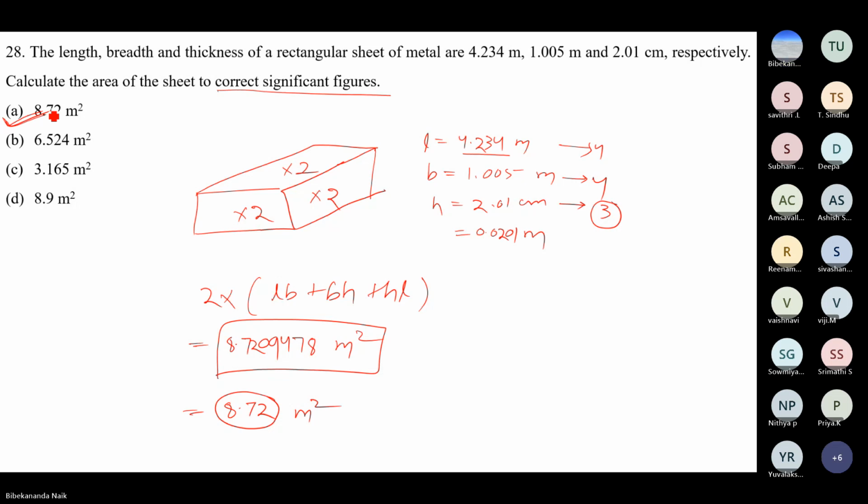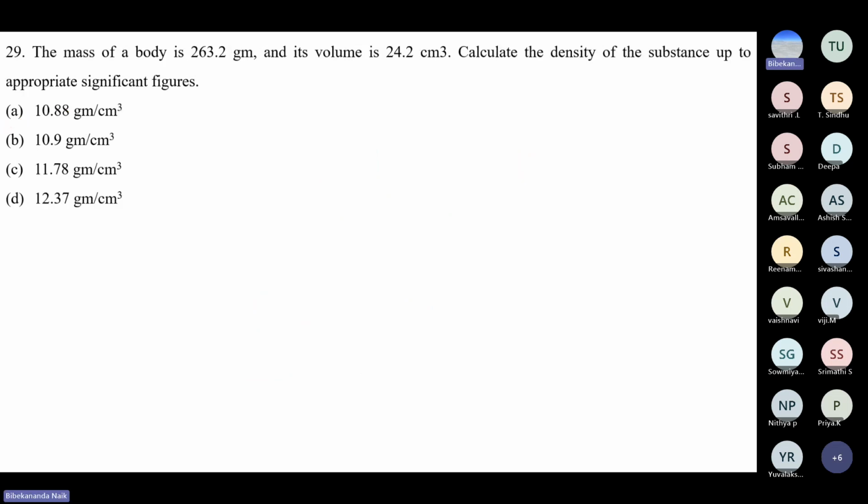So let's try another question. Now again, this says the mass of a body is 263.2 grams and its volume is 24.2 centimeter cube. So calculate the density of the substance up to appropriate significant figures. It is very similar to the previous questions. So calculate and tell me what the correct answer will be and what the number of significant figures in the result should be.